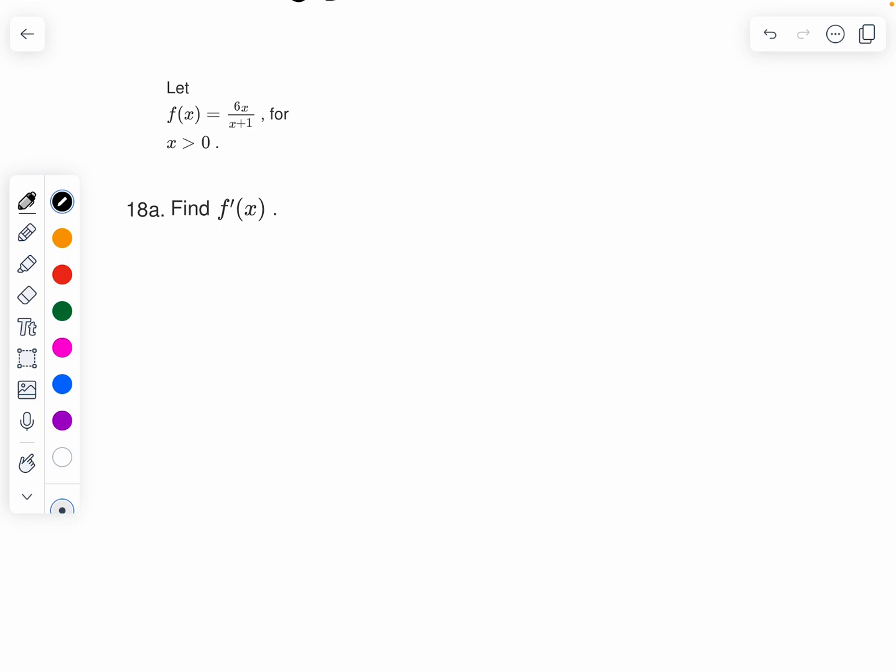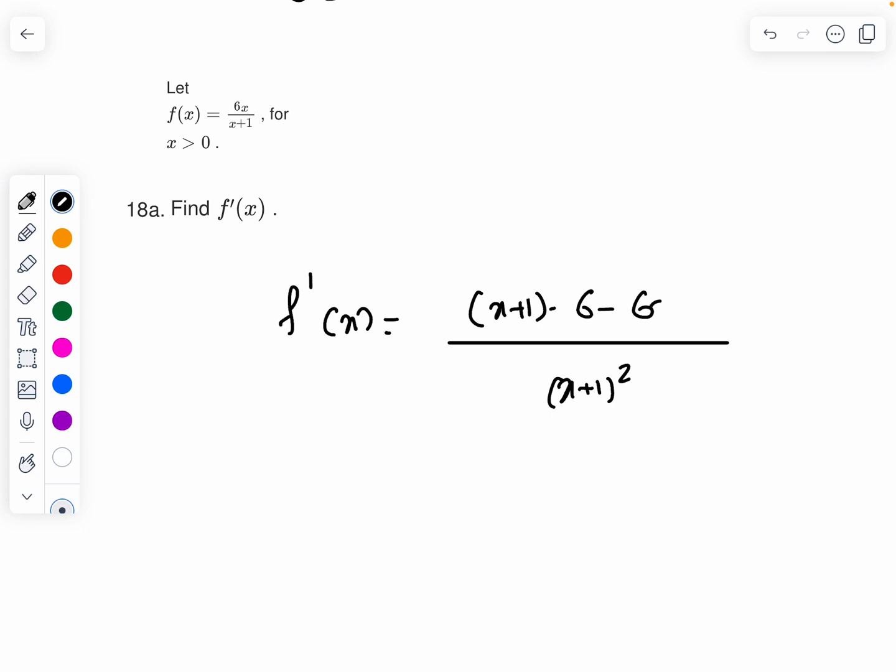Let f of x be 6x upon x plus 1, for x greater than 0. Find f prime x. Use the quotient rule. So f prime x should be equal to x plus 1 times 6 minus 6x times 1, over x plus 1 whole square, which is 6 upon x plus 1 whole square.